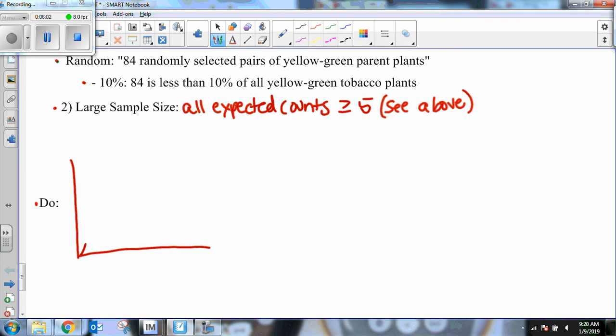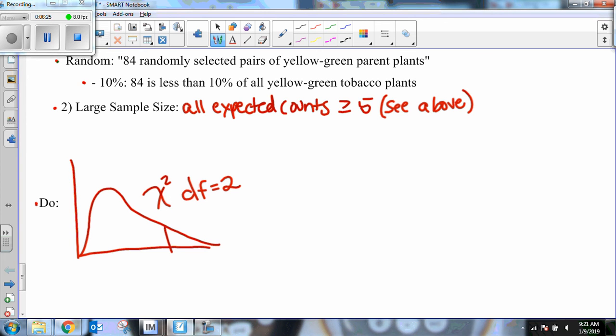And remember that it is a skewed distribution. This is my chi-squared distribution. We have to label the degrees of freedom. Well, in this case, how many categories do I have? Hopefully you're thinking 3. So 3 minus 1 gives me a degrees of freedom of 2. So that's the degrees of freedom we're going to use.